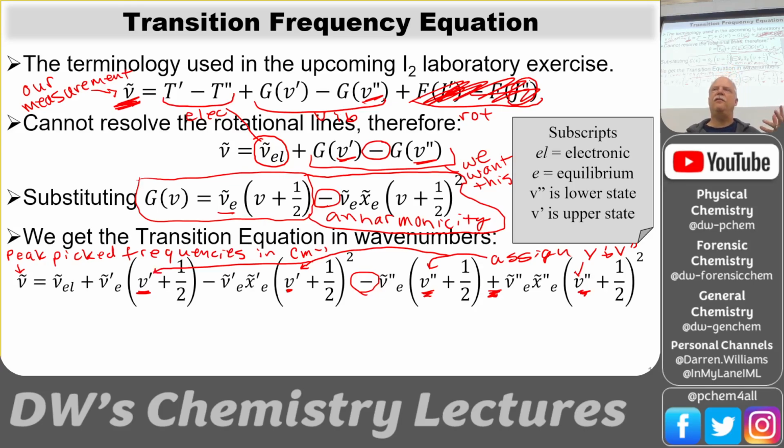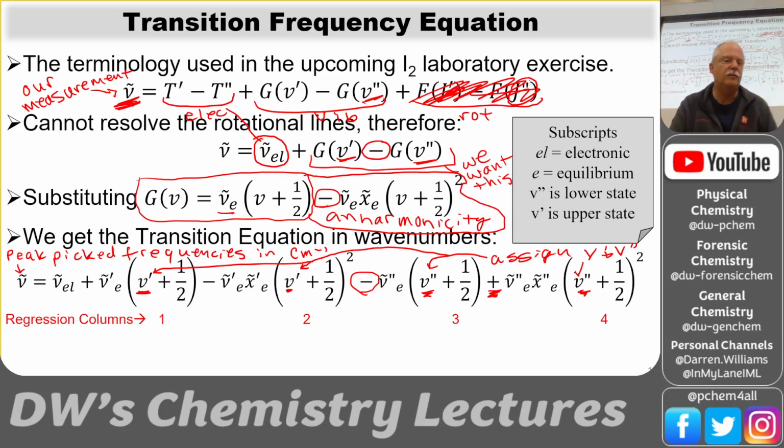Just like you did for the J values. For every R and P line, you said this is J. If it's a P1, it's a J double prime 1 to J prime 0. And if it's an R5, it's a 5 to 6. You assign the upper quantum number and the lower quantum number. And when you get that table built, then you can do a regression analysis.